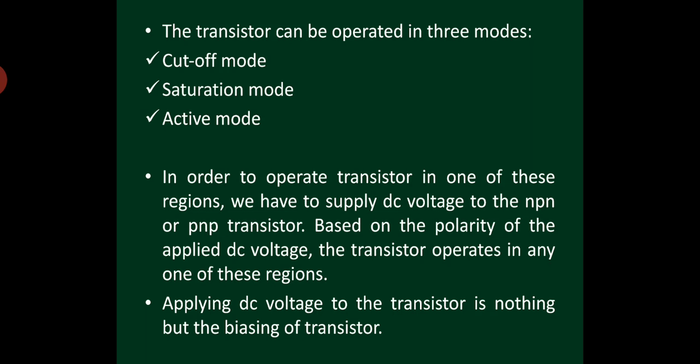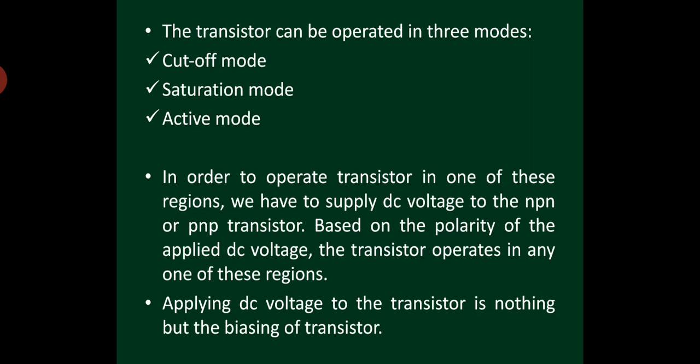Applying proper operating voltages and choosing proper circuit components in order to make proper currents flow in the circuit is called biasing of the transistor. Applying proper voltage to a circuit, and choosing proper components to make the currents flow properly, is called biasing. So we have to give biasing to the transistor.